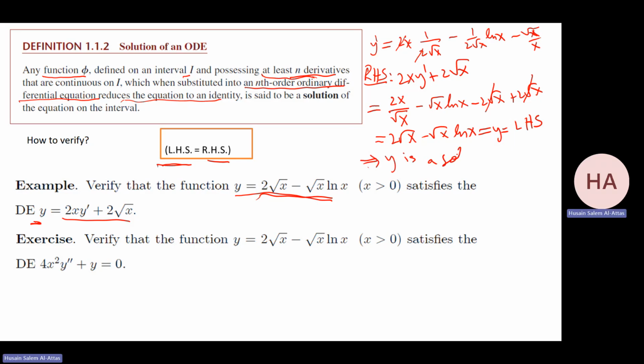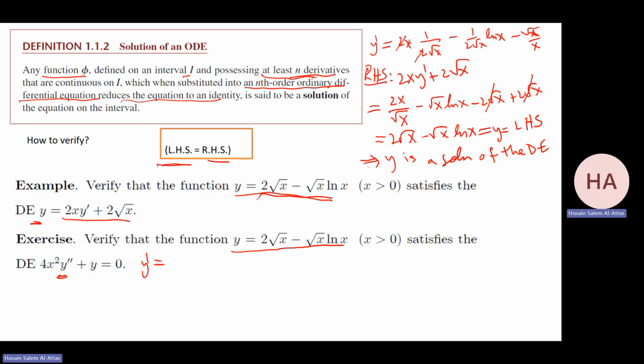So how to verify it's a solution? We just check. Solution of the differential equation, DE. This one, by the way, it's the same function. If you know, it's the same function. But now I have a second order differential equation. So it means I need to do y prime and y double prime. I know what is y prime.